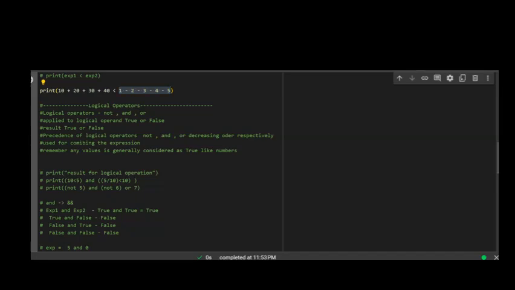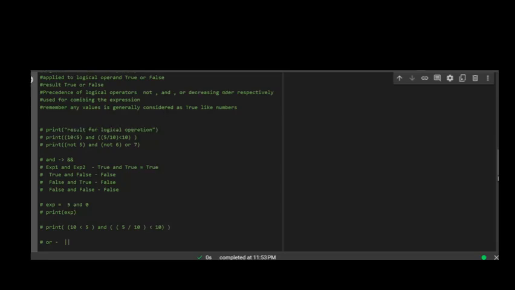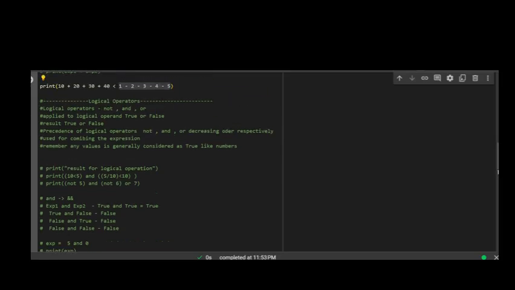But logical operators generally operate upon logical values, that means true or false. The expression at the left side or at the right side should yield a true or false value. Only then can you evaluate the end result of any expression containing a logical operator. Now the precedence of the logical operators: not, and, or. These are the three logical operators.